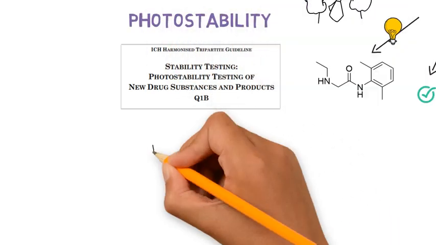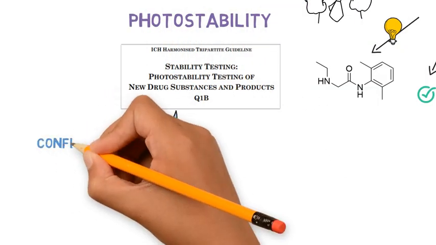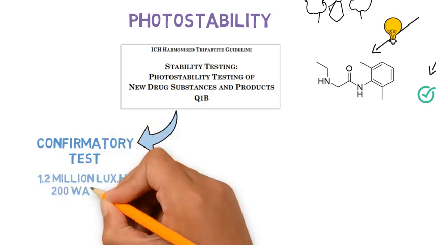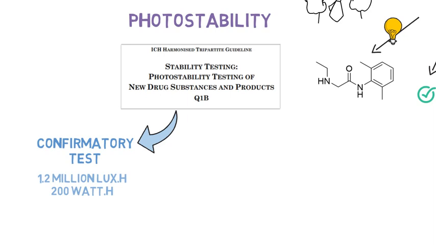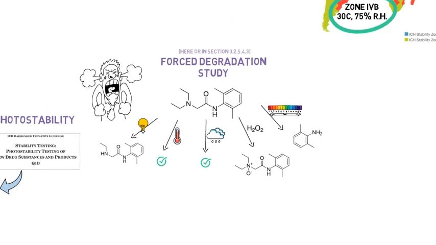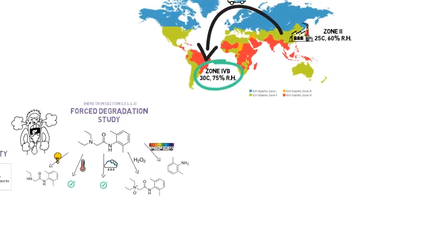In order to identify if an API is sensitive to light, the ICH Q1B guideline must be followed, which recommends a confirmatory testing for photostability, in which the API must be exposed to at least 1.2 million lux-hour and 200 watt-hour UV light. This study allows us to conclude whether the API is considered photosensitive or not.